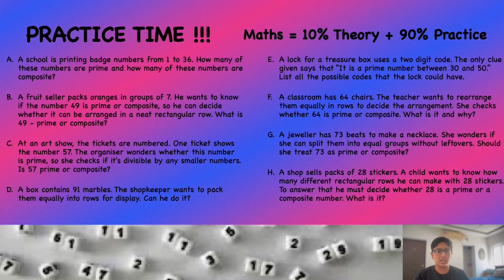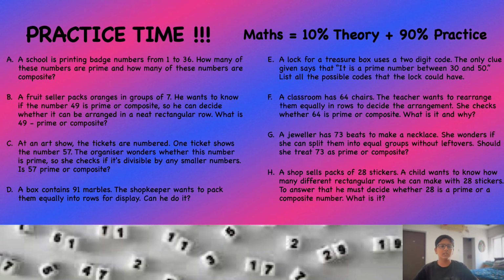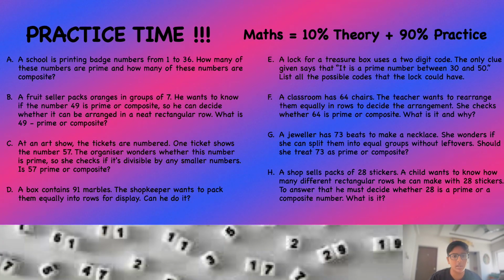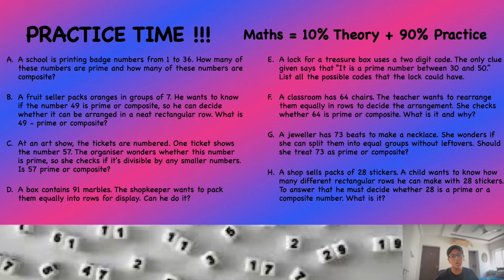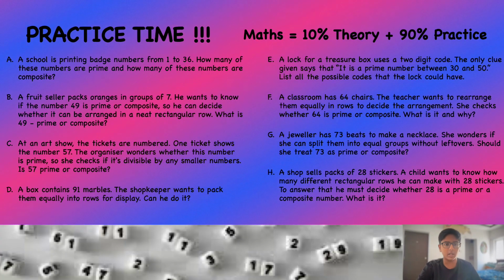At an art show, the tickets are numbered. One ticket shows 57. The organizer wonders whether it's prime or composite. Is 57 prime or composite? The answer is it's composite because 57 is 19 into 3. Next, a box contains 91 marbles. The shopkeeper wants to pack them equally into rows for display. Can he do it? No, because 91 is a prime number. It cannot be divided by any other number than itself, so it cannot be packed equally.